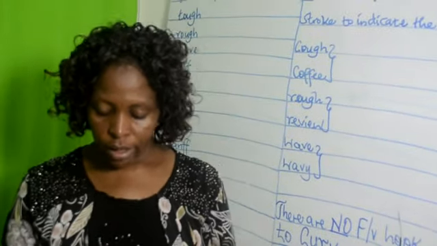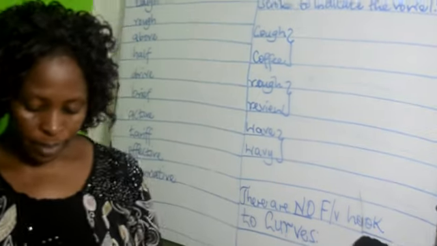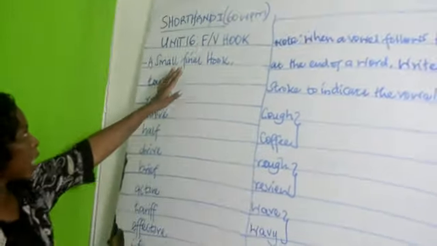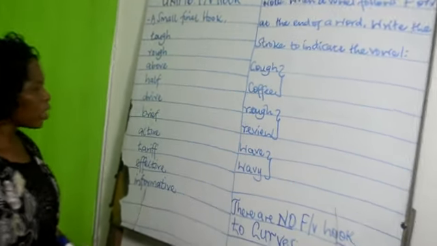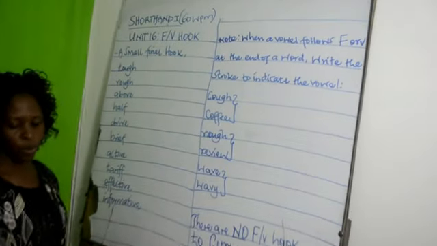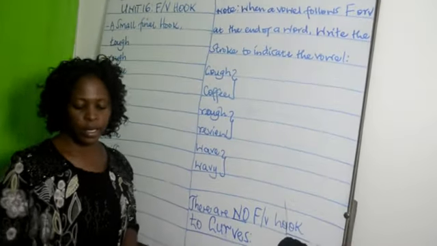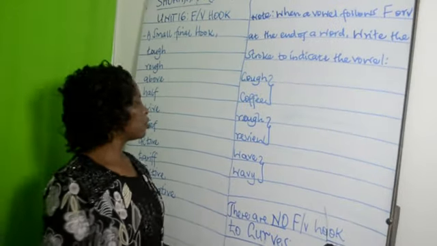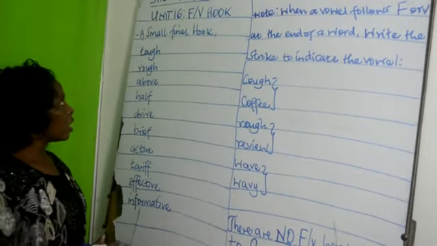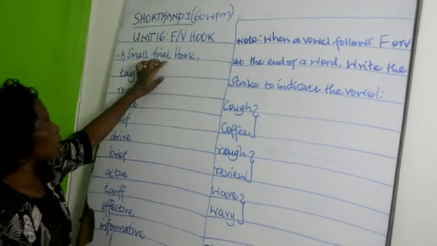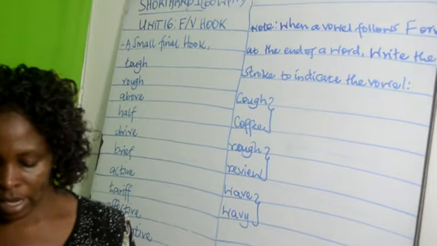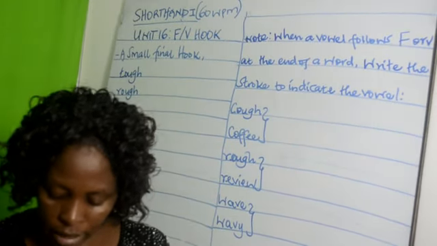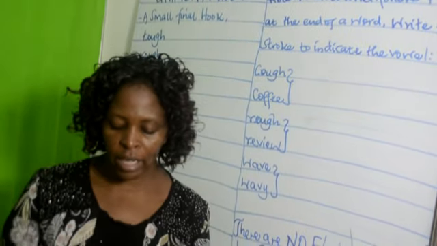Today we are beginning a new unit, Unit 16. Unit 16 is about a V hook. We have looked at other hooks, R hook, N hook, and also L hook. And today we are looking at the F V hook. This is a small final hook that is written with a left or anti-clockwise motion at the head of our straight strokes.